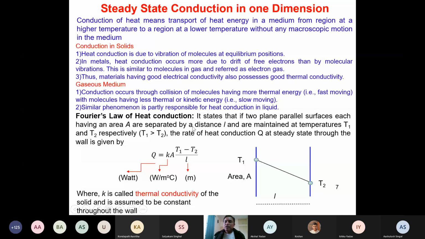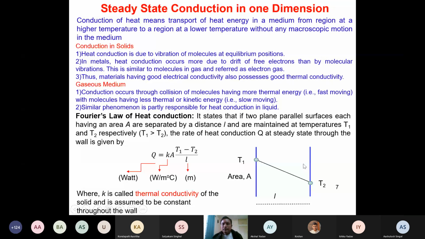It states that if two plane parallel surfaces each having an area A are separated by a distance L and are maintained at temperature T1 and T2 respectively, the rate of heat conduction at steady state through the wall is given by this particular equation, where Q is the heat transferred in watts, and that is given as KA. K is nothing but the thermal conductivity, whose unit is watt per meter per degree Celsius, into delta T, that is T1 minus T2, divided by L.